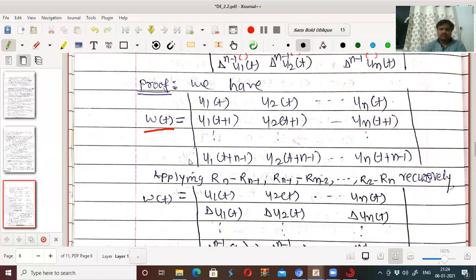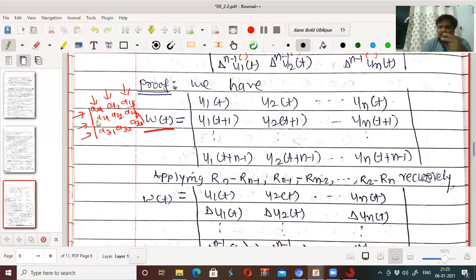Now, in determinants, we know the properties of a determinant. Suppose this is your first row, second row, third row: a11, a12, a13; a21, a22, a23; a31, a32, a33. A 3 by 3 determinant. If we interchange rows and columns, then the value of the determinant remains unchanged. That means the first row goes to the first column, the second row to the second column, the third row to the third column. That will not affect the value of this determinant.